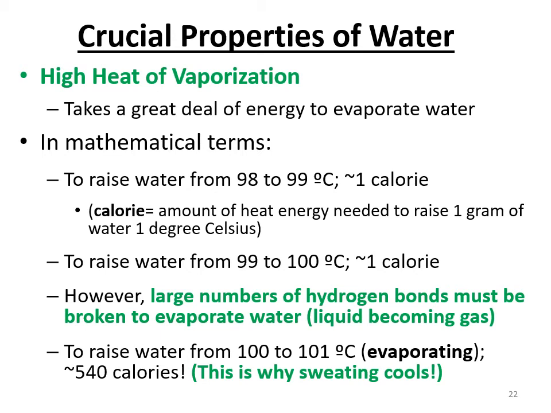Now, to raise it from 100 to 101, which means evaporating, you now need to break a whole bunch of those hydrogen bonds, right, to go from a liquid to a gas. And we said a whole bunch of those bonds, that's going to take a lot of work and energy, right? Now it takes 540 calories to raise the water temperature from 100 to 101. So again, we're only going 1 degree like before, but now you're breaking bonds. And that takes a bunch of energy.